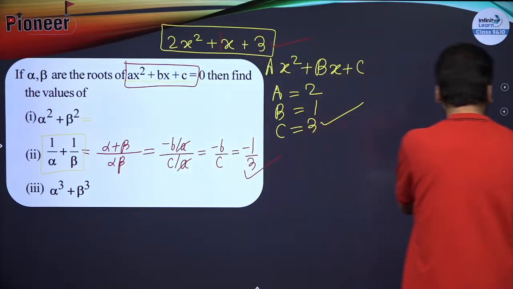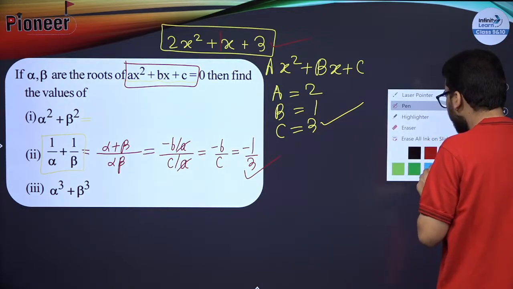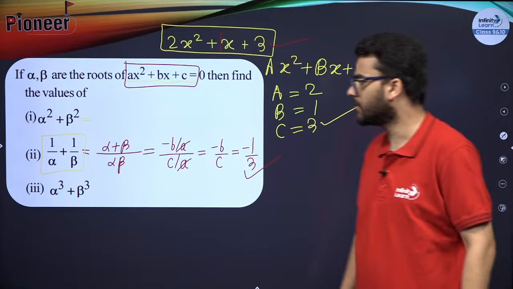So can you find the answer of the first part over here? Can you find alpha square plus beta square, guys? Can you find alpha square plus beta square? Tell me.